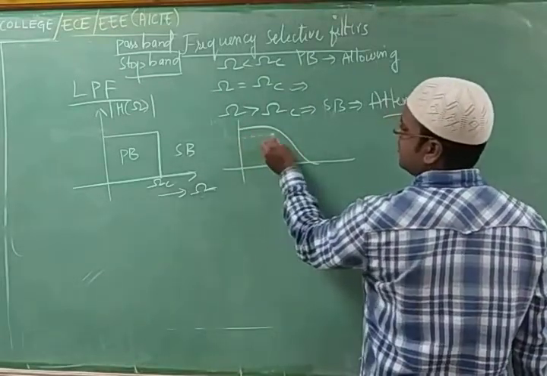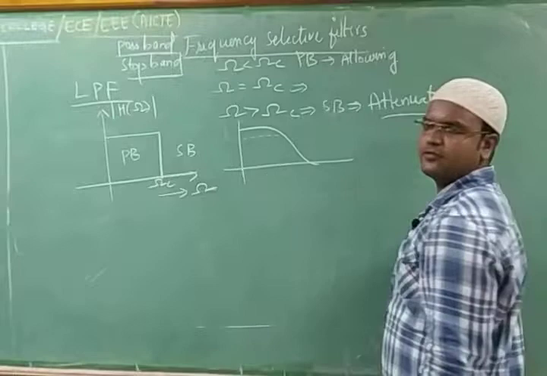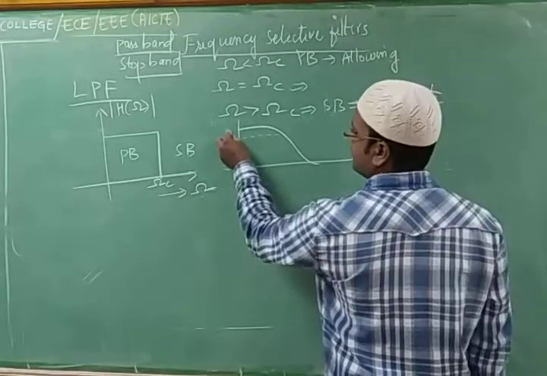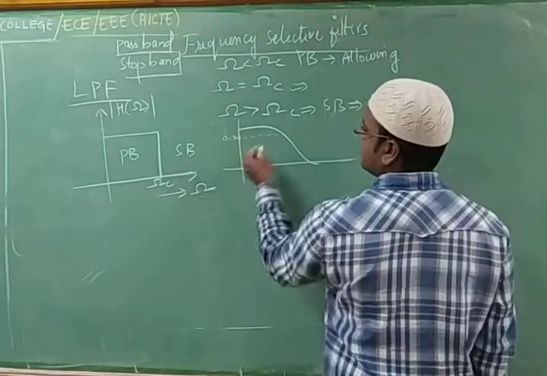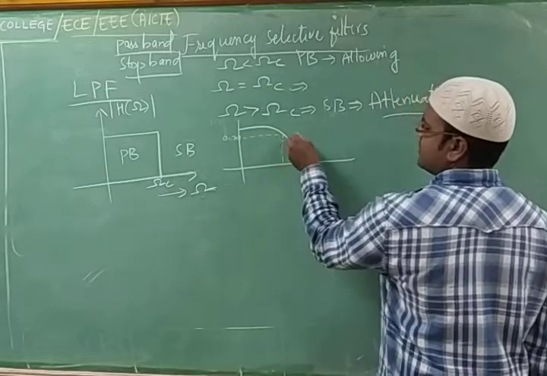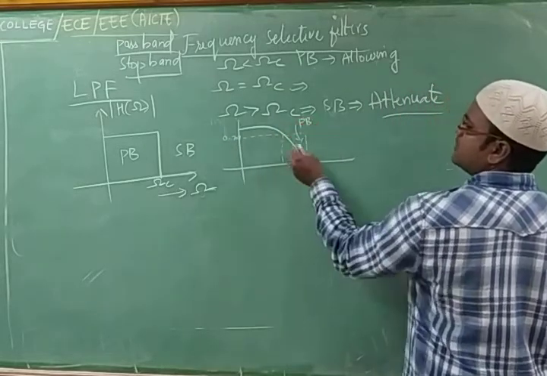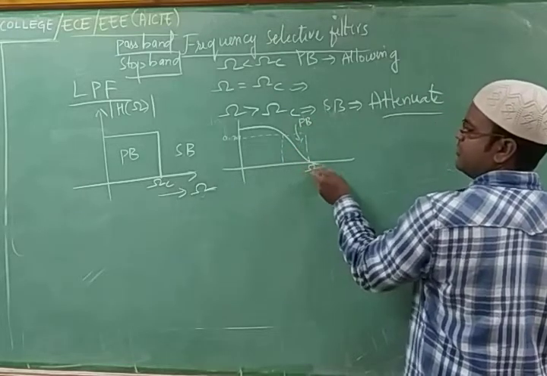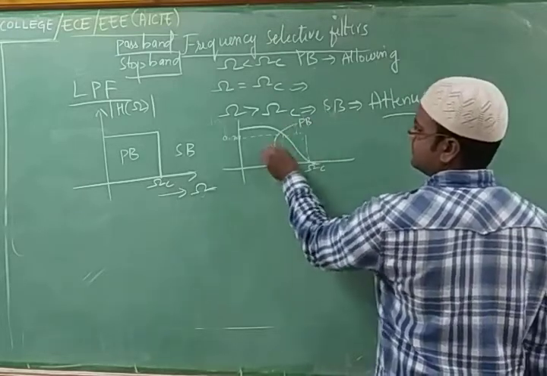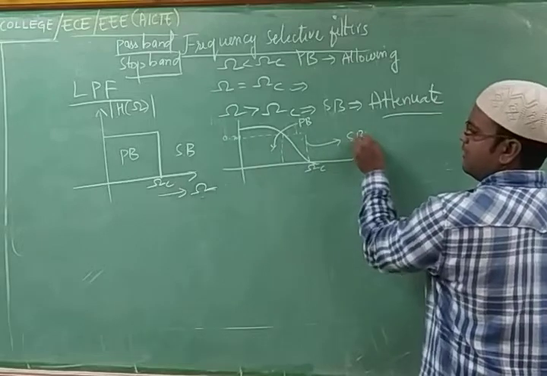So we'll go for finding the RMS value, that is nothing but 1 by root 2. 1 by root 2 is 0.707. This is your critical frequency, omega c. Till here it is the pass band, and this whole region is the stop band, right?